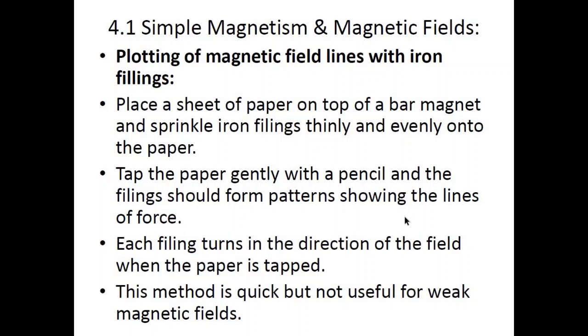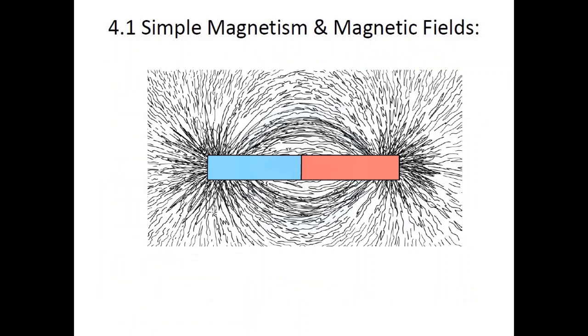The next method is plotting of magnetic field lines with iron filings. Place a sheet of paper on top of a bar magnet and sprinkle iron filings thinly and evenly onto the paper. Tap the paper gently with a pencil, and the filings should form patterns showing the lines of force or the magnetic field lines. Each filing turns in the direction of the field when the paper is tapped. This method is quick, but not very useful for weak magnetic fields. If you do not have a very strong magnet at your disposal, this method will not work.